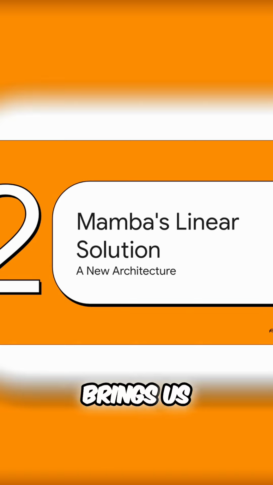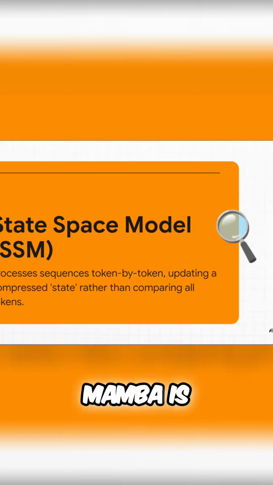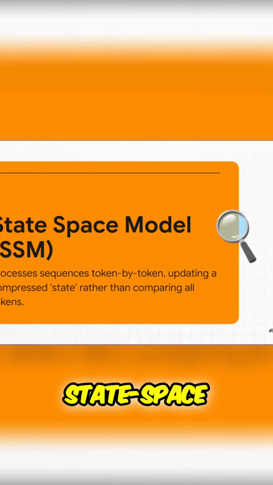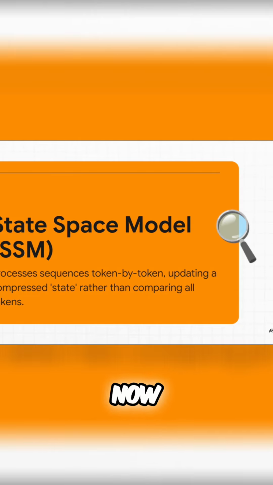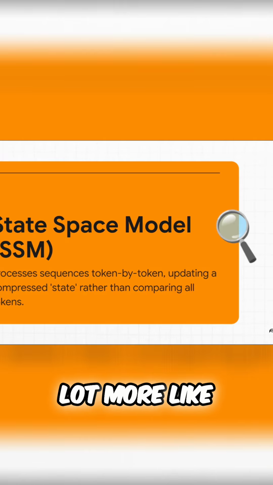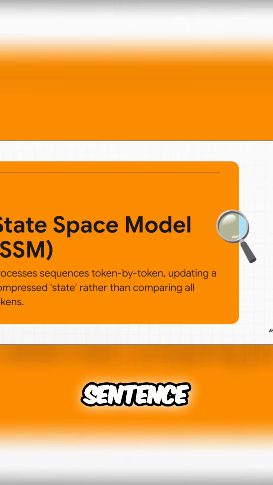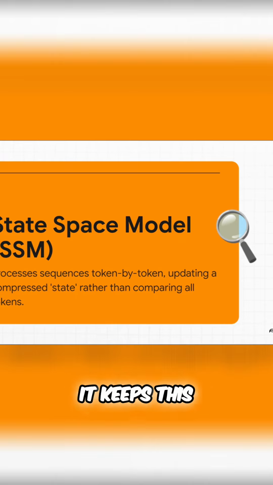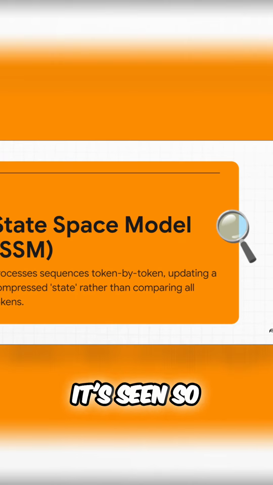And that brings us to a completely different approach, Mamba. Mamba is built on something called a state space model, or SSM. Now, instead of that crazy all-to-all comparison, an SSM works a lot more like, well, like you and me reading a sentence. It goes through the text one token at a time. As it reads, it keeps this compressed little summary in its head, a state of everything it's seen so far.